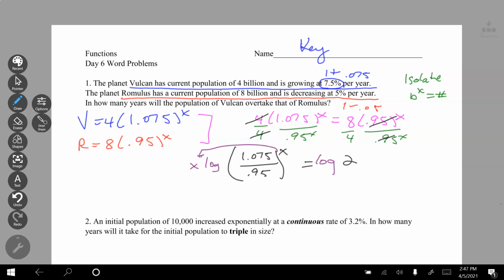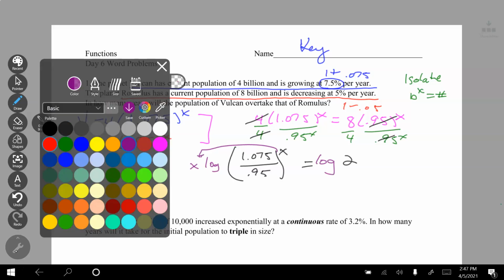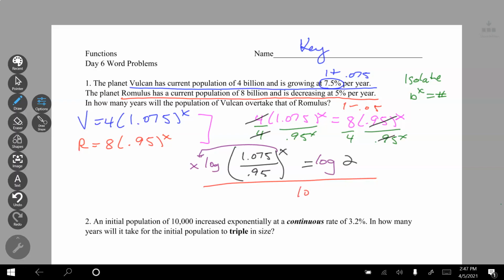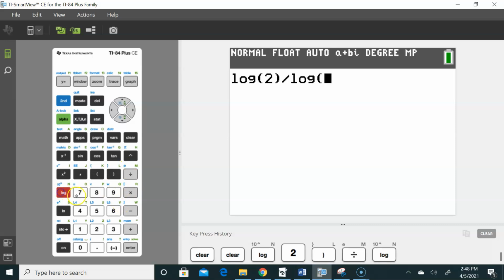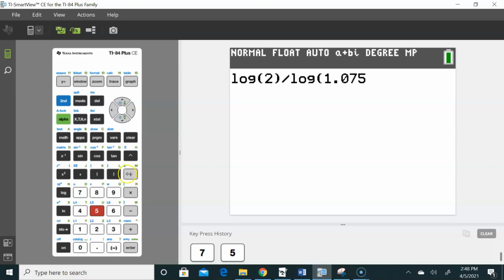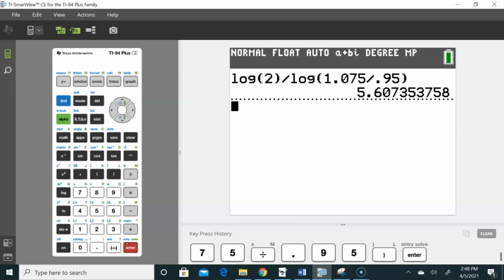And I got to log this side, and to solve all this, I need to divide by log of this ugly fraction. Notice how I just write everything out, because at the very end I'm going to let the calculator do all the hard work for me. So all I'm going to do right now is type this into the calculator. I'm going to type in log of 2 divided by, don't forget, close your parentheses, log of 1.075, don't close your parentheses here, divided by 0.95, close your parentheses, and you get that result.